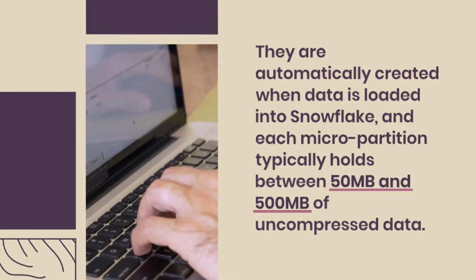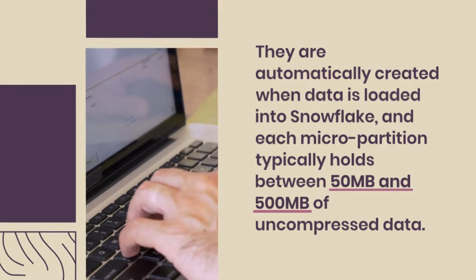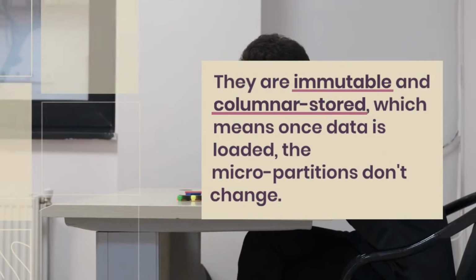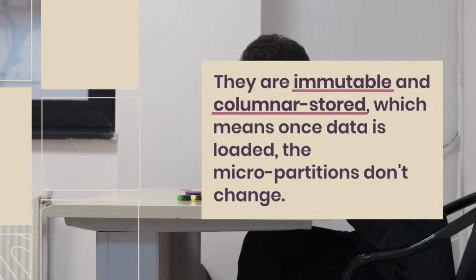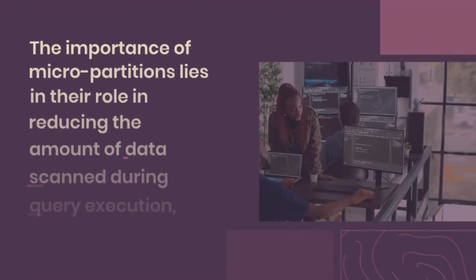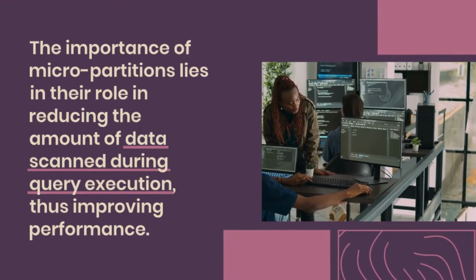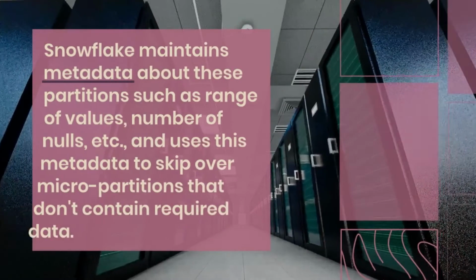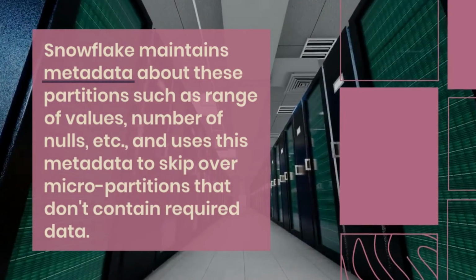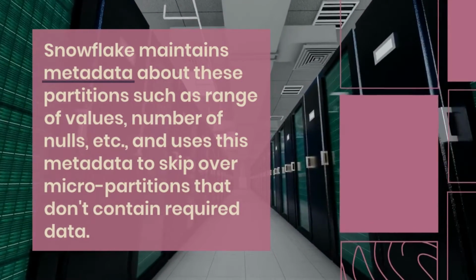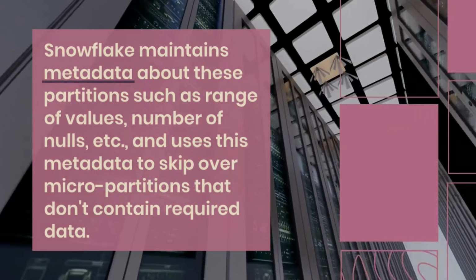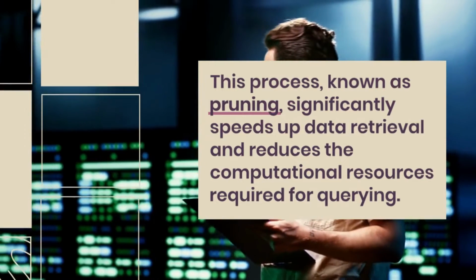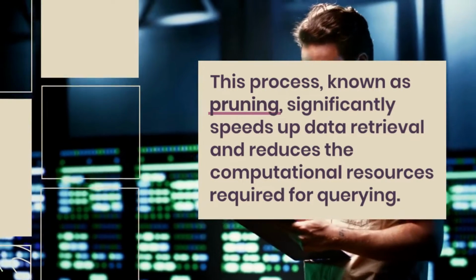They are automatically created when data is loaded into Snowflake, and each micro-partition typically holds between 50 MB and 500 MB of uncompressed data. They are immutable and columnar stored, which means once data is loaded, the micro-partitions don't change. The importance of micro-partitions lies in their role in reducing the amount of data scanned during query execution, thus improving performance. Snowflake maintains metadata about these partitions such as range of values, number of nulls, etc., and uses this metadata to skip over micro-partitions that don't contain required data. This process, known as pruning, significantly speeds up data retrieval and reduces the computational resources required for querying.